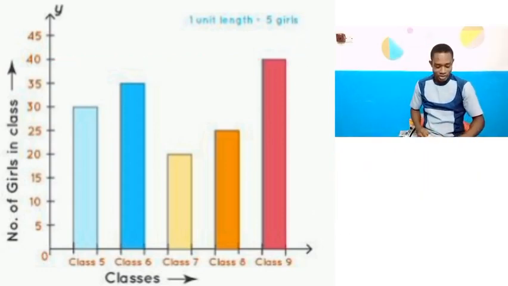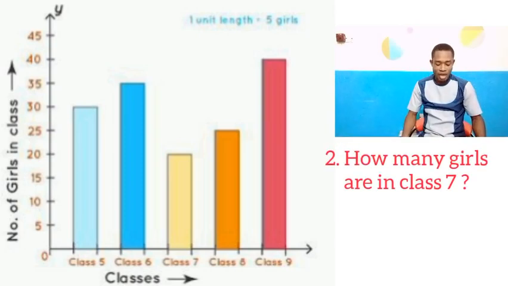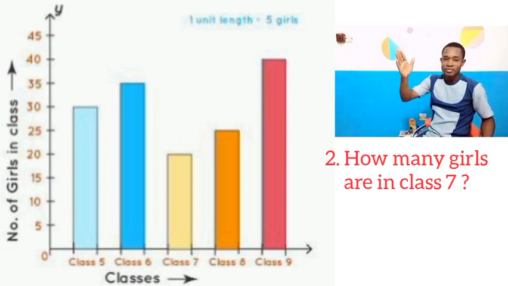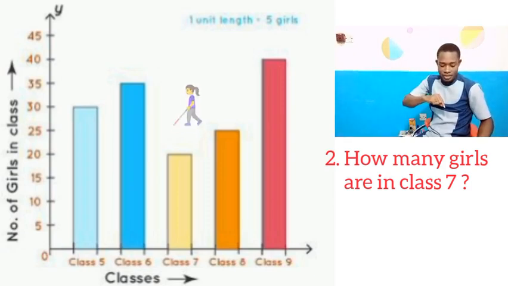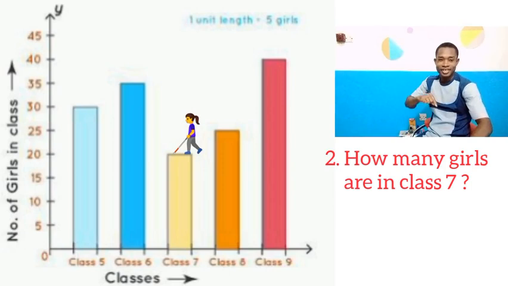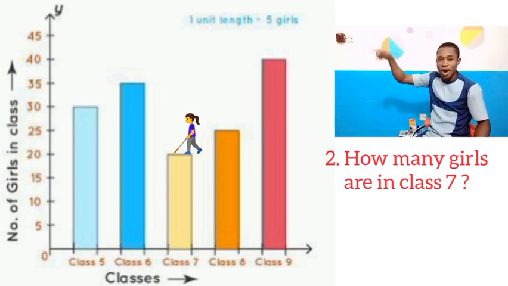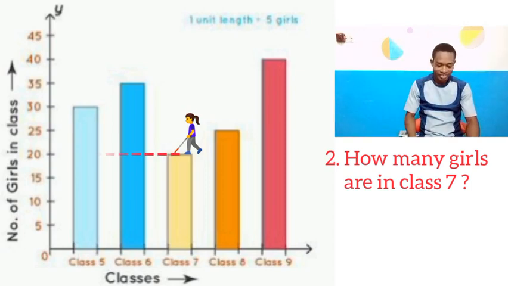Let us move on to question number 2. How many girls are in class 7? We are going to do the same thing. Let us go to our bar chart. Then we will check the rectangular bar representing class 7. Are you there? Now let us look at the top, the height. From that height, we will take it to the y-axis. Watch as I trace the line there.